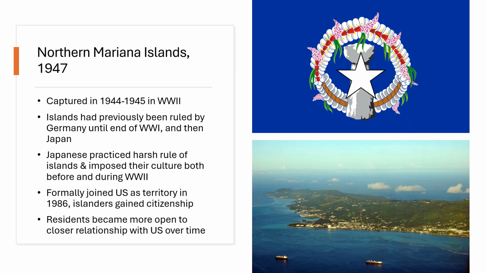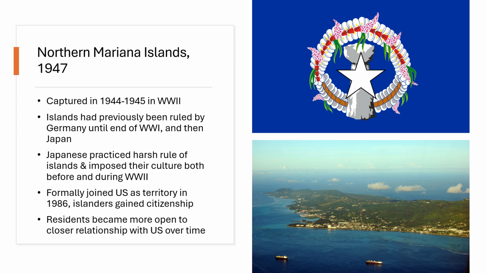After World War II, the United States acquires the Northern Mariana Islands. They'd been captured during World War II, and the islands had previously been ruled by Germany until the end of World War I, and then by Japan. And the Japanese had practiced very harsh rule over the islands and imposed their culture on the Mariana Islanders both before and during World War II. And so it's understandable that the people of the Northern Mariana Islands wouldn't want to have anything to do with Japan.